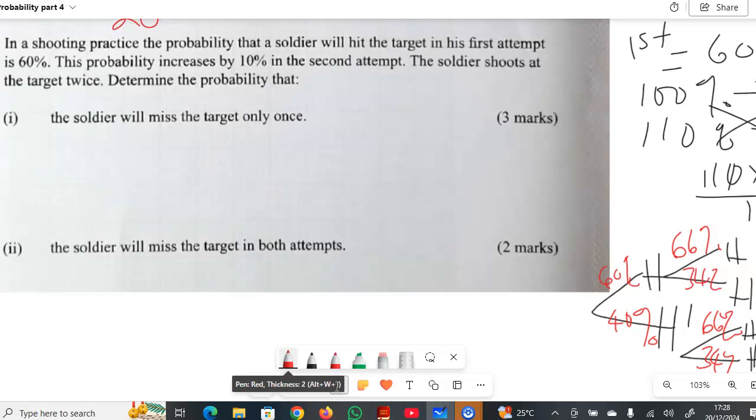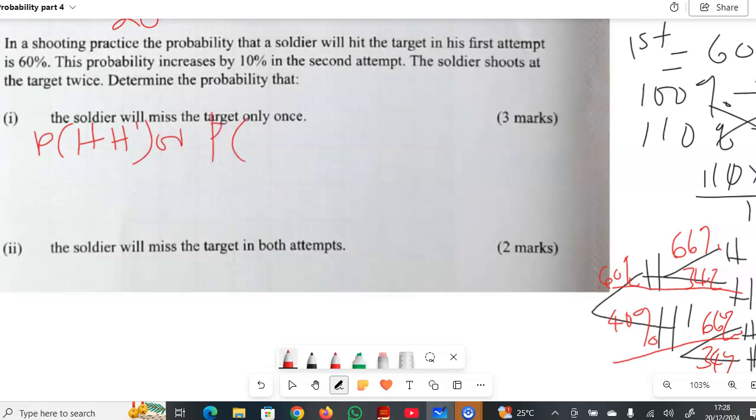Either the soldier hits the first case and misses the second one, or misses the first one and hits the second case. So that is the probability of hit the first case, miss the second one, or the probability of miss the first case but hit the second case.